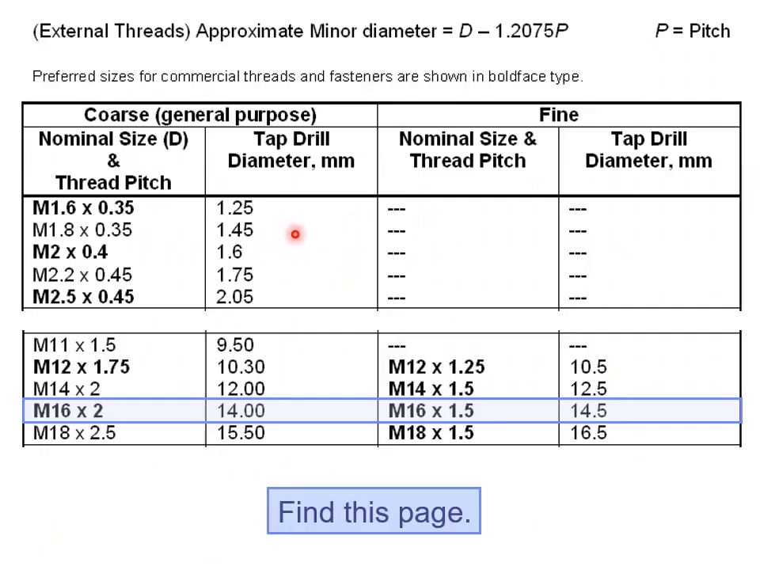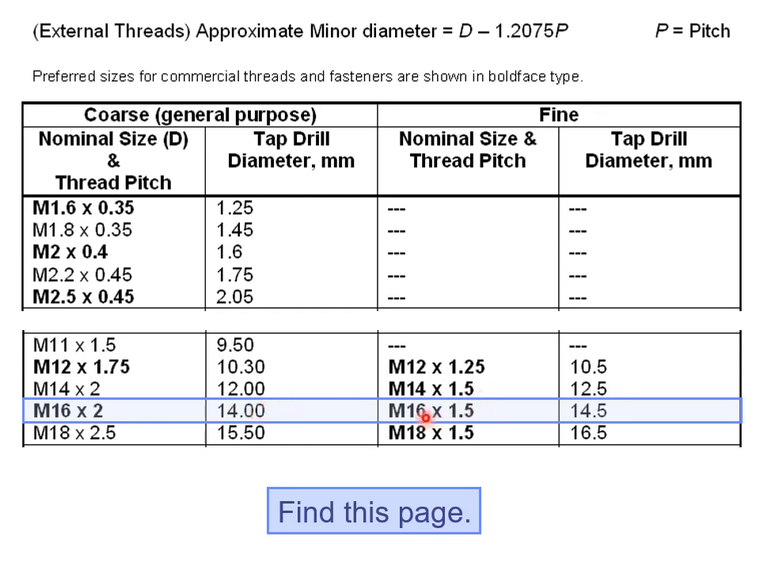Okay, so this is a table that you'll find in the back of your textbook. So find this page in the index area. Again, this is the table for metric form, and we're using millimeters. Let's take a look at M16 by 2. M tells us metric form. 16 is the diameter, so major diameter is 16 millimeters. And by 2 tells us the pitch. That's the distance between the threads for coarse thread, so general purpose thread. And for the tap drill, to drill that hole, we would use a 14 millimeter diameter tap drill.